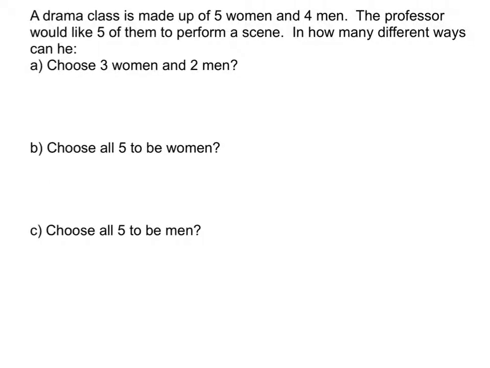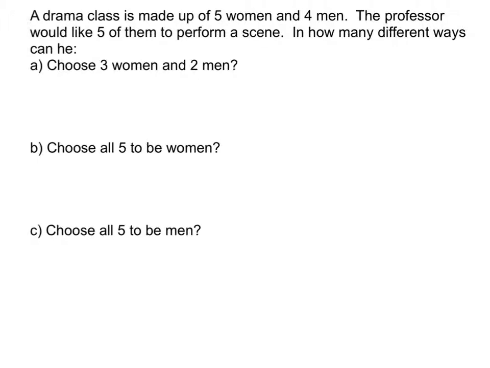So this problem reads, a drama class is made up of 5 women and 4 men. The professor would like 5 of them to perform a scene. In how many different ways can he A, choose 3 women and 2 men, B, choose all 5 to be women, or C, choose all 5 to be men?